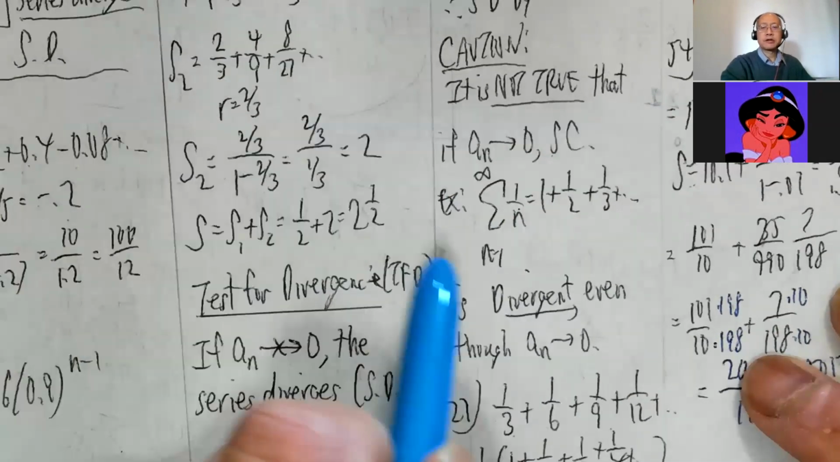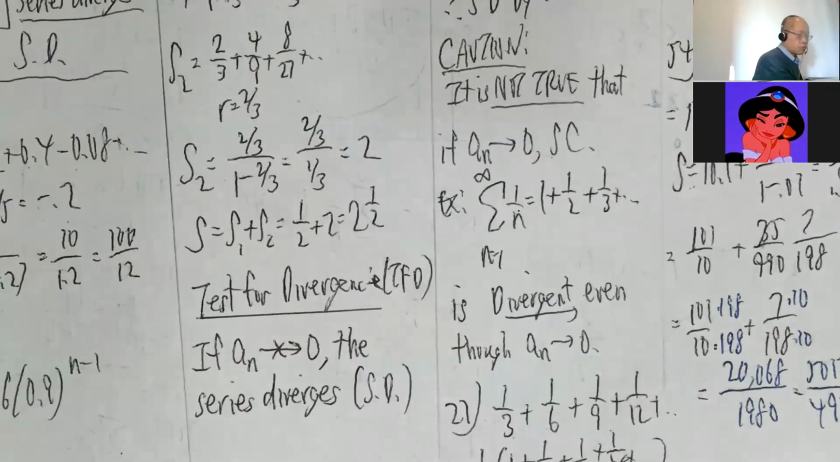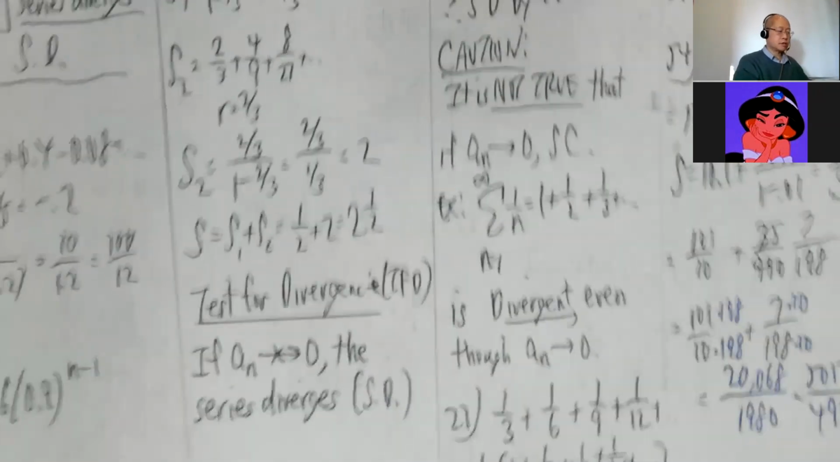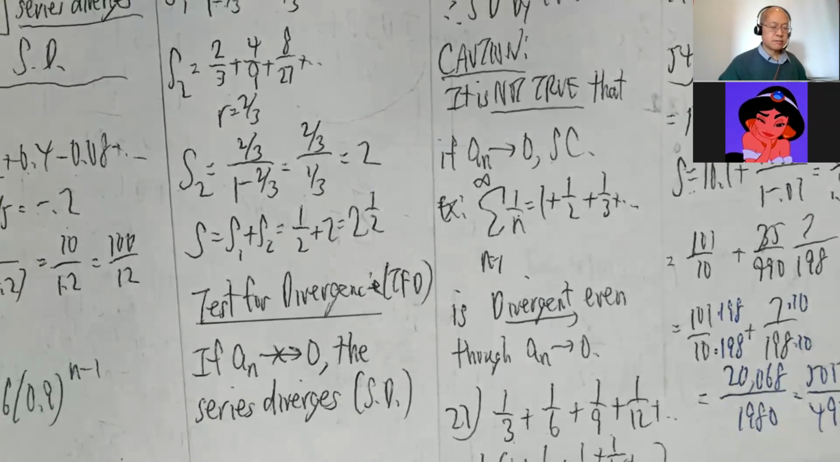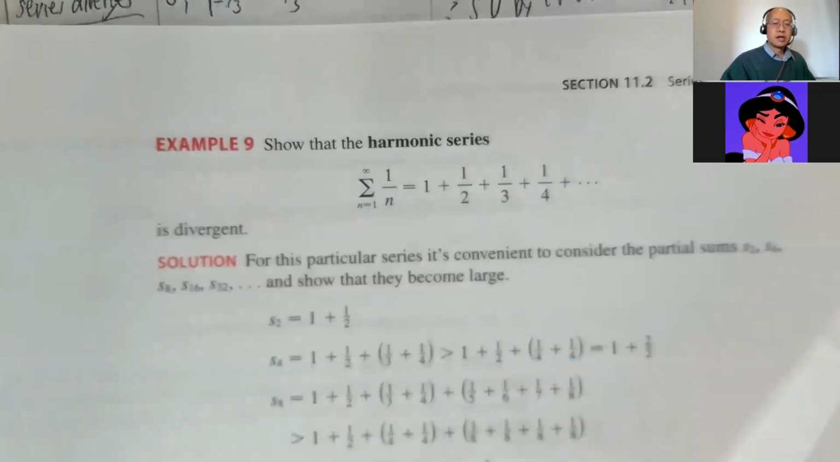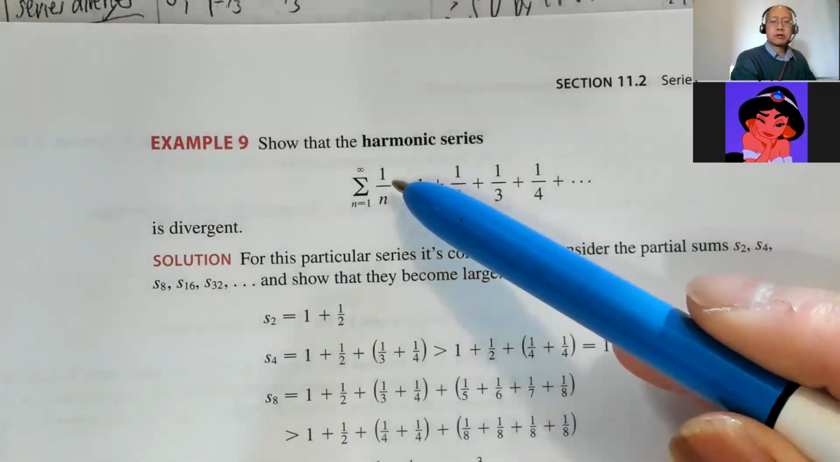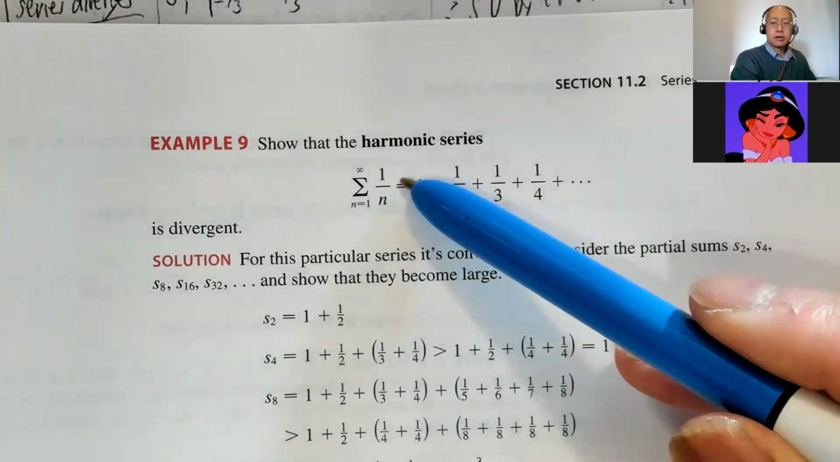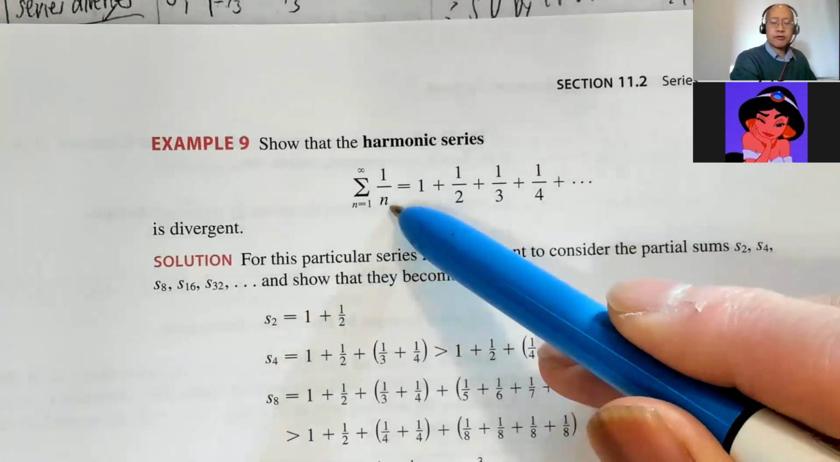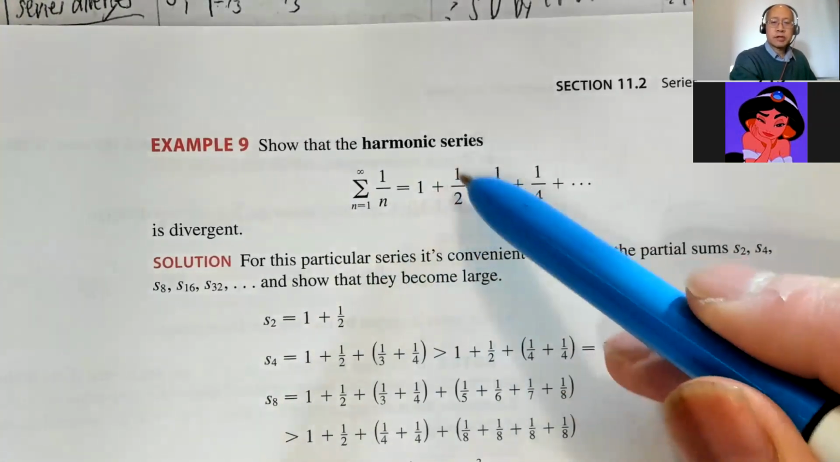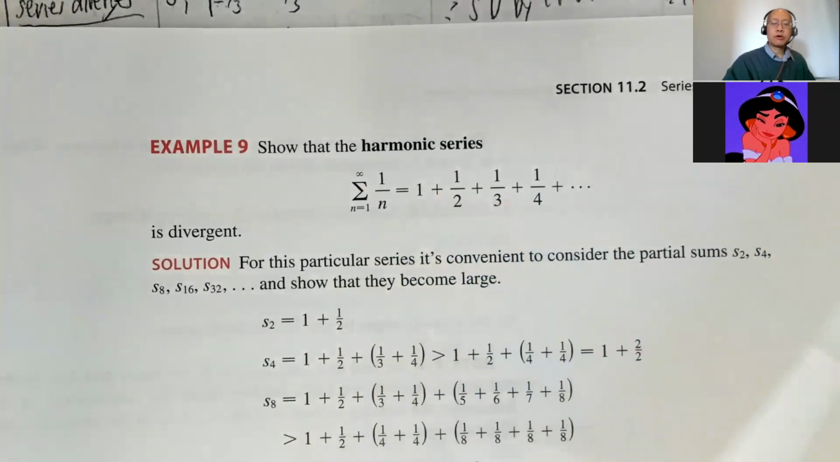One example is something called the harmonic series. So I want you to make a note of the harmonic series. You say, what is the harmonic series? On page 713, it's the sum of the reciprocals of the positive integers. So the harmonic series by definition is the summation from n equals 1 to infinity of 1 over n: 1 over 1 plus 1 over 2 plus 1 over 3 plus 1 over 4.